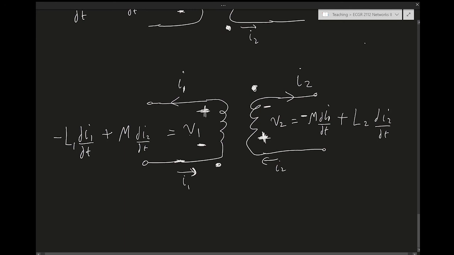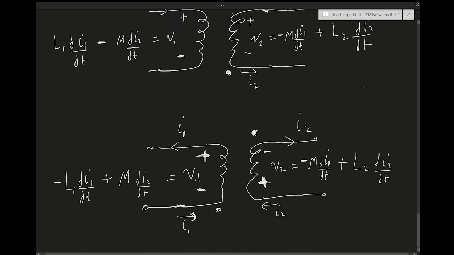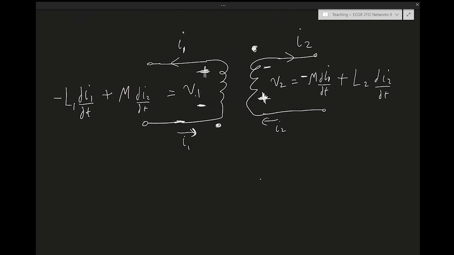So this is how you would write V1 and V2 in terms of the self-inductances and mutual inductances. You have to follow the self-inductance sign convention and the polarity convention for the dots. All right, let's do some examples.